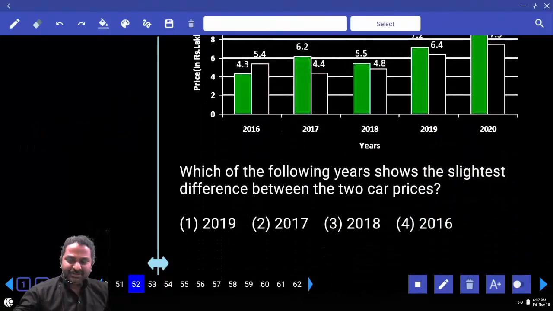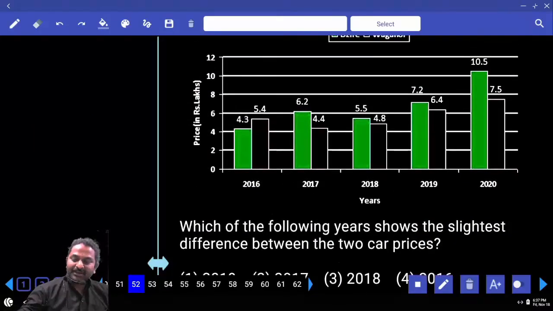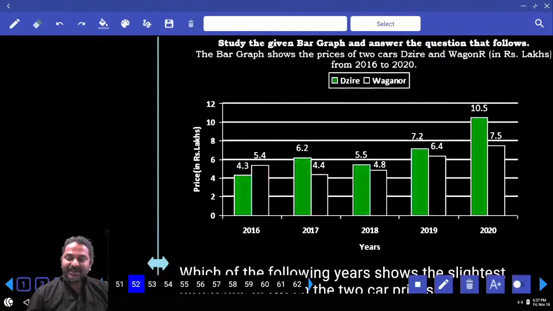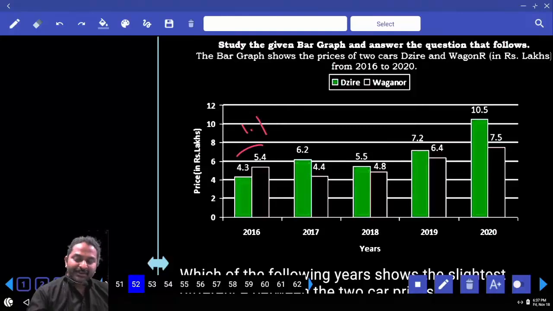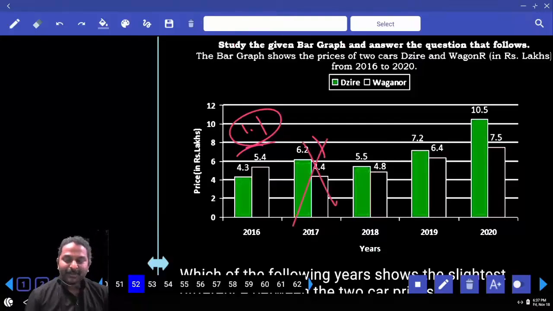Which of the following year shows the slightest difference between the two car prices? Lowest, right? Come on. Here 1.1 difference. Here more than 1.1. Difference they are saying. It may be A minus B or B minus A. Doesn't matter. So far it is 1.1. Second one is more than 1.1.